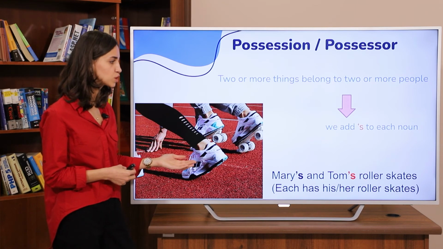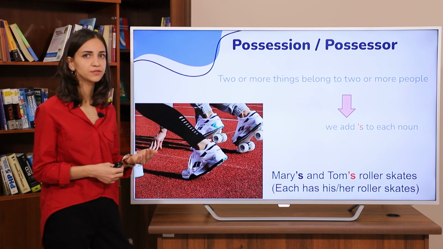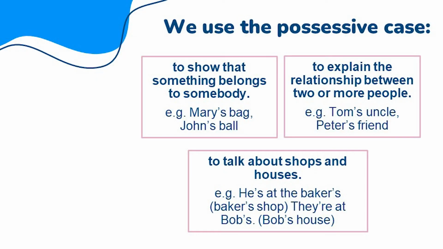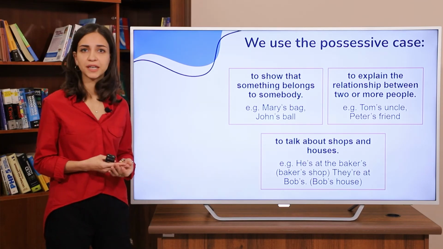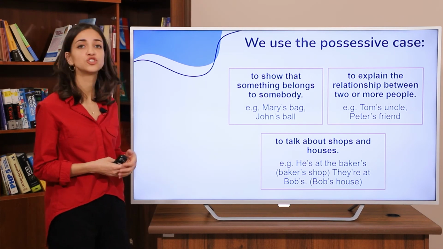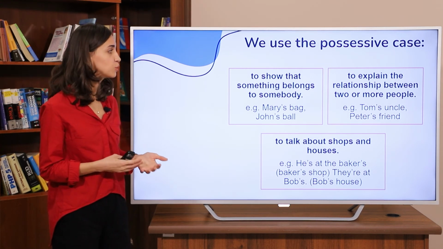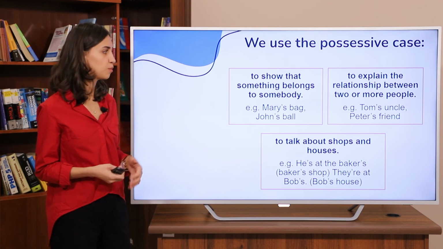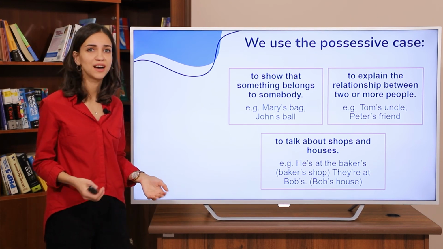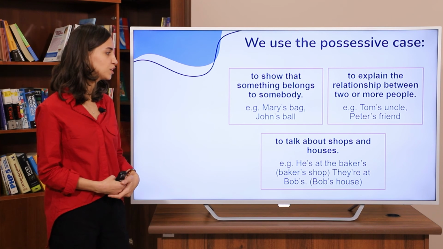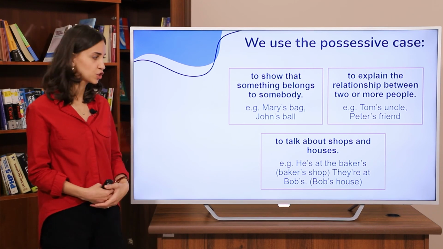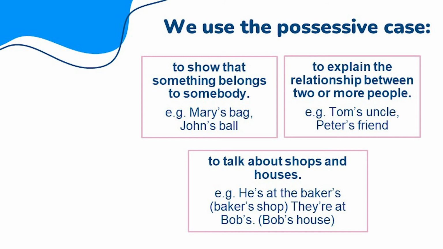So, now it's so interesting when we are going to use the possessive case. To show that something belongs to somebody. For example, Mary's bag, John's ball. Or to explain the relationship between two or more people. For example, Tom's uncle, Peter's friend. Another case is when we are talking about shops and houses, in short. For example, it means that they are at Bob's house. We are just saying it in short.